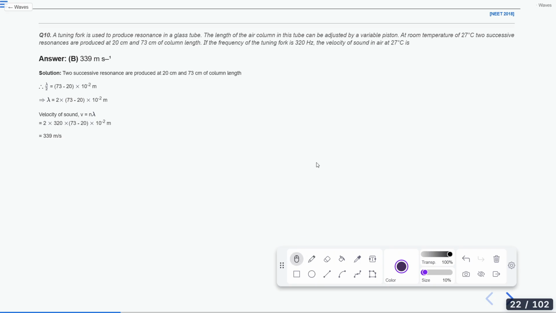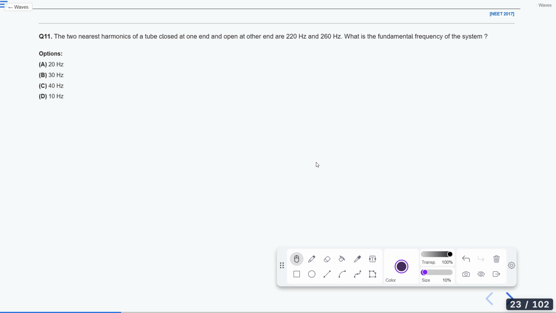Okay, one question I will give you and you have to solve for homework. This is homework. The two nearest harmonics of a tube closed at one end and open at other end are 220 Hz and 260 Hz. What is the fundamental frequency of the system? You have to find the fundamental frequency of the system.